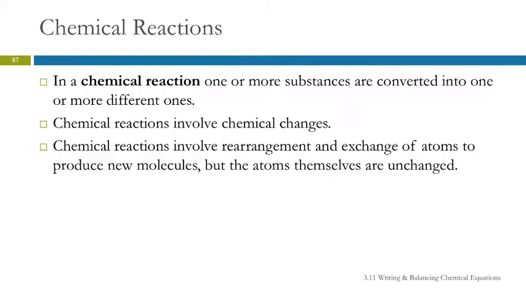So, chemical reactions. We've talked about chemical changes. Chemical reactions involve chemical changes. We have existing substances being destroyed and new substances being created. In that process, what happens to the atoms is that they become rearranged, like Lego blocks when you take a structure apart and build something new.